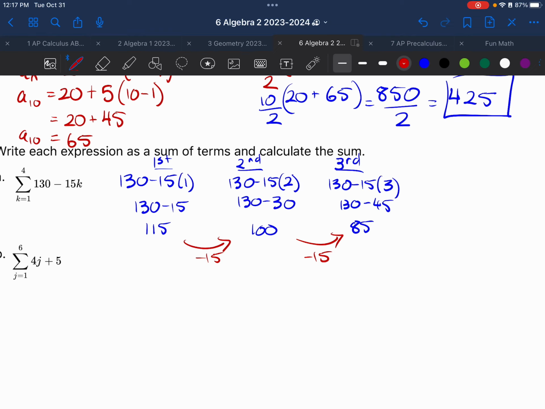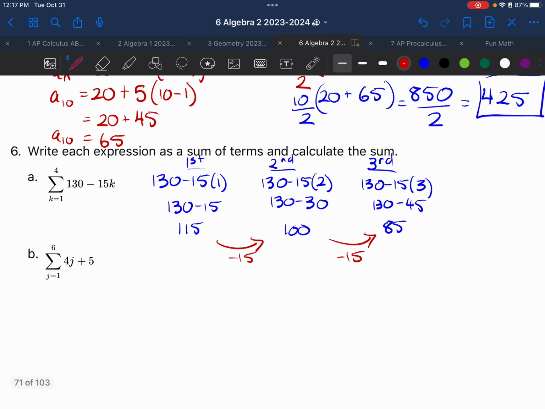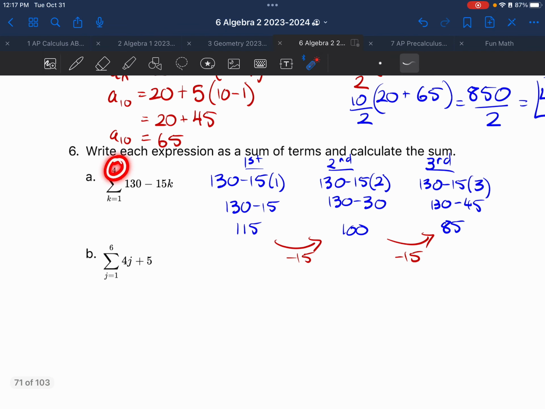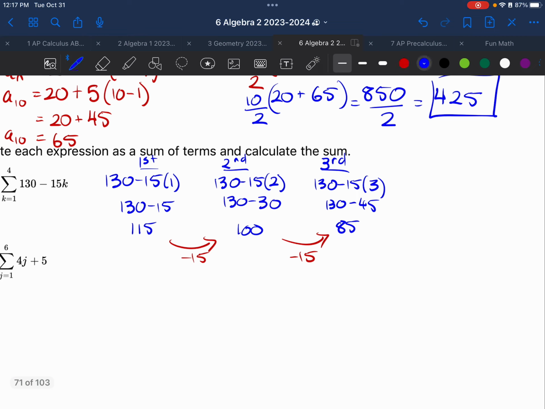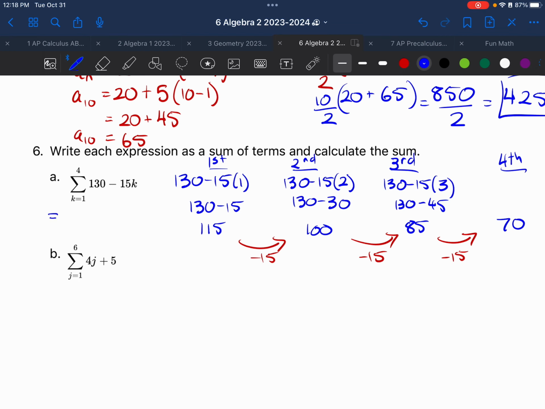So the way that I would write this as a sum is, oh, and how many terms do we have? It says there are going to be 4 terms. So we might as well just do the fourth term right now. I'm going to use the pattern so I don't have to do any math. The fourth term here is going to be, I just subtract 15 again. If I subtract 15, that's going to be 70. So I'll just put 70 over here. So those are the terms, and I'll write this out more explicitly. I'll say that this is equal to 115 plus 100 plus 85 plus 70.